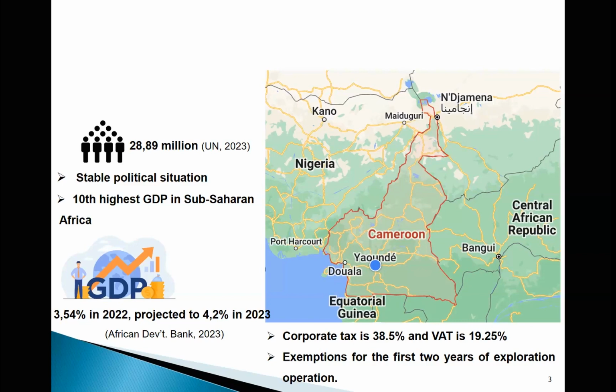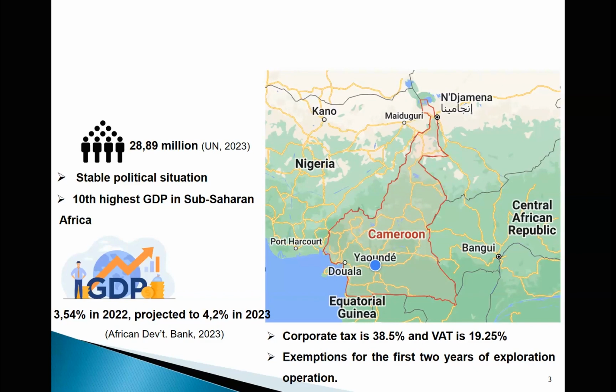Cameroon has the 10th highest GDP in sub-Saharan Africa. In Africa as a whole, it's about the 15th. So the economic conditions in Cameroon are a bit favorable for foreign investments.